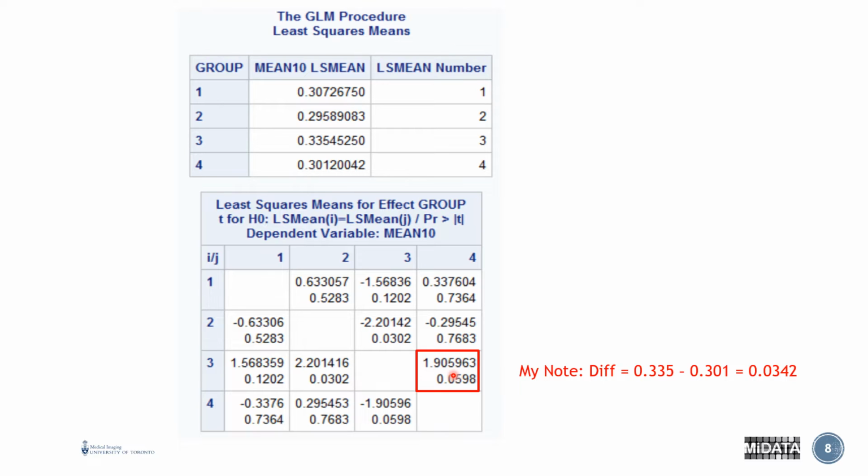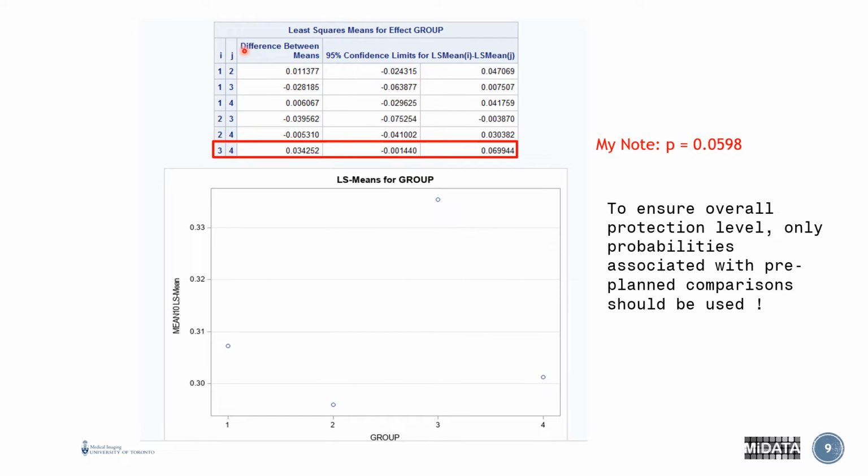And my hypothesis is if you didn't exercise, you're fresh, you're rested, and so your reaction time is going to be snappy and much better. And that's the reason why I'm looking at these two groups. Now, just as a note, the difference between your reaction times here is 0.335 minus 0.301, which gives you a difference of 0.0342. So just hang on to that difference. Okay, so the second part of the least square means output, you can see here that the difference between the means, 3 and 4, is 0.034252, which we just did in the previous slide. This is the confidence limits of the difference.